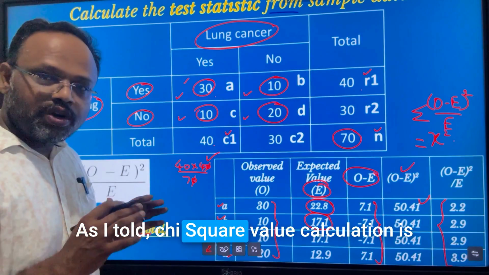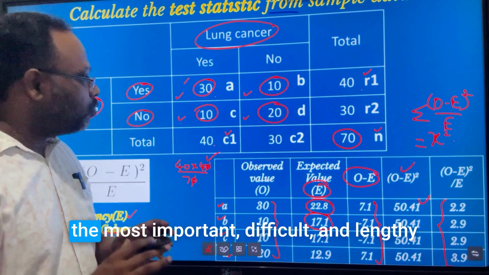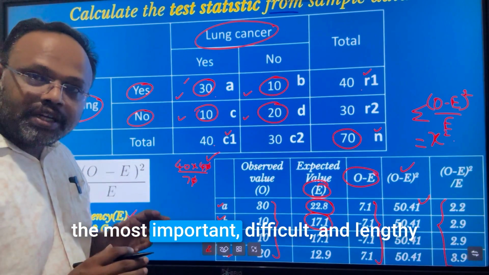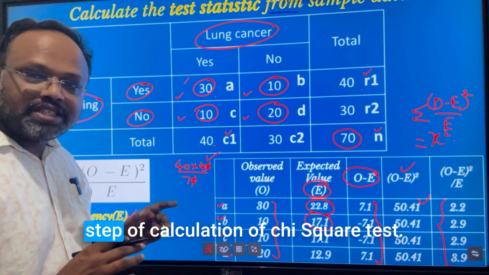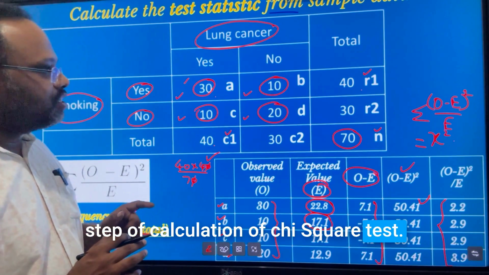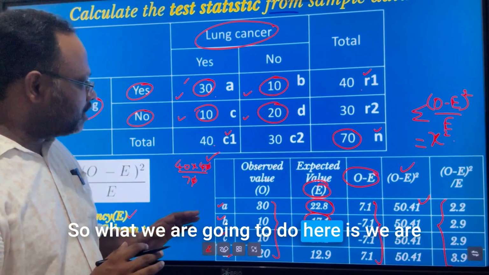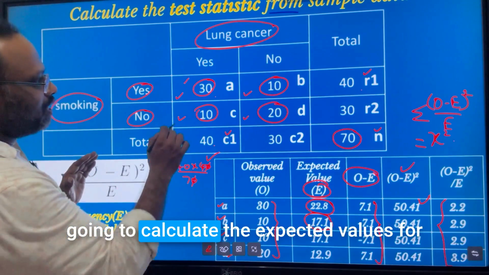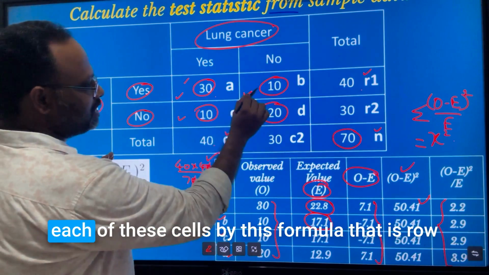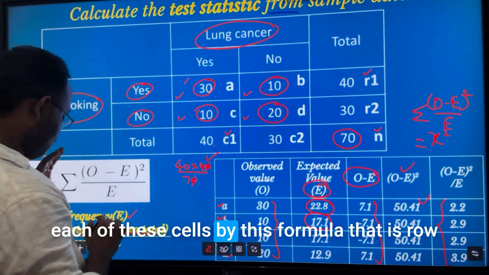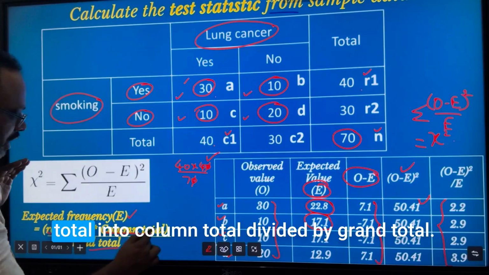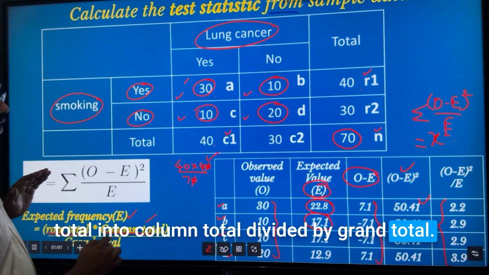As I told, the chi-square value calculation is the most important, difficult, and lengthy step of the chi-square test. So what we are going to do here is calculate the expected values for each of these cells by this formula, that is row total into column total divided by grand total.